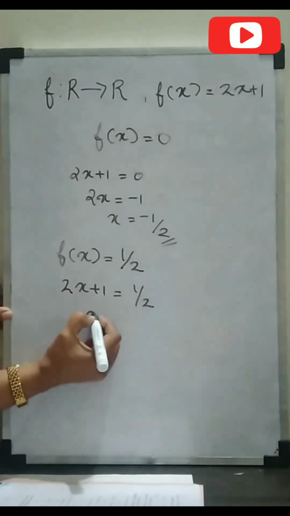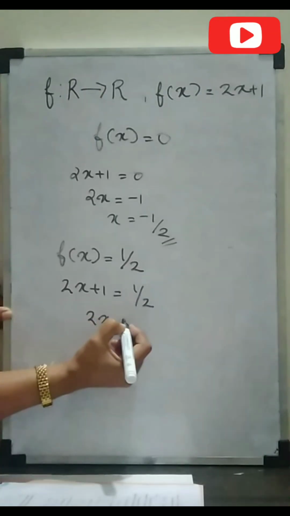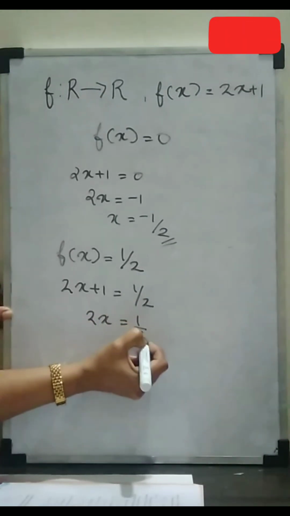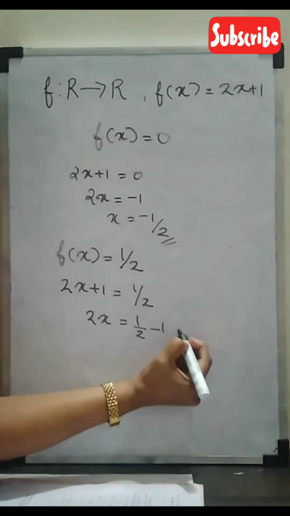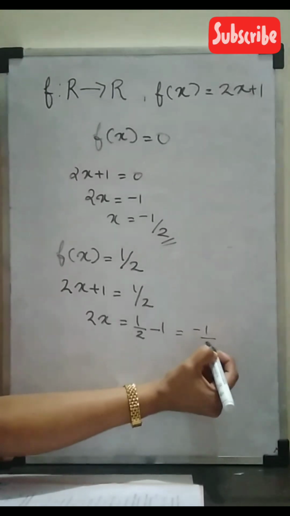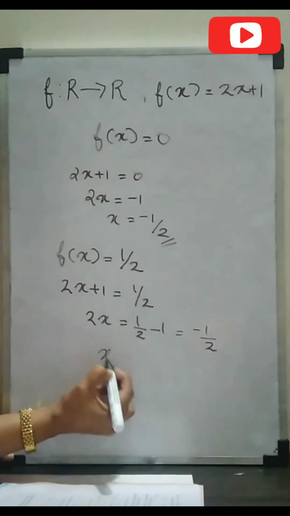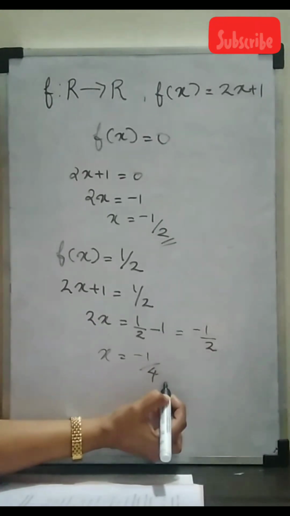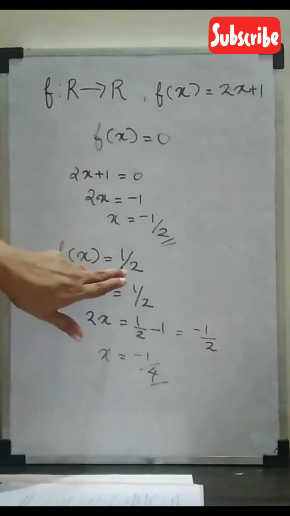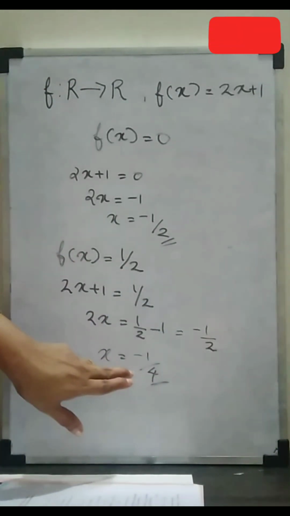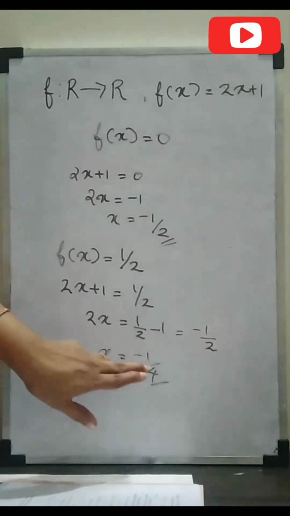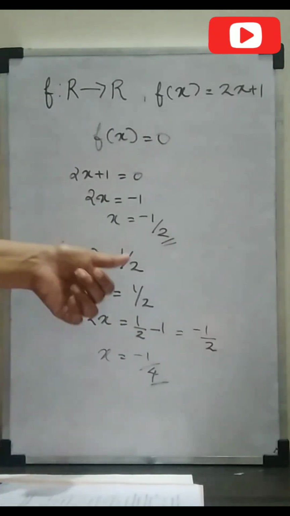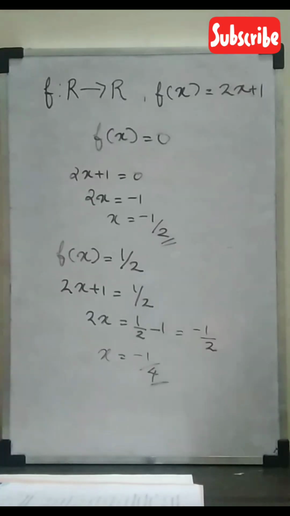So that is 2x is equal to 1 by 2 minus 1. That is equal to minus 1 by 2. Therefore, x is equal to minus 1 by 4. So, for the output to be 1 by 2, our input must be negative 1 by 4, and only then the output will be 1 by 2. So, that means for this function, no two inputs have the same output.